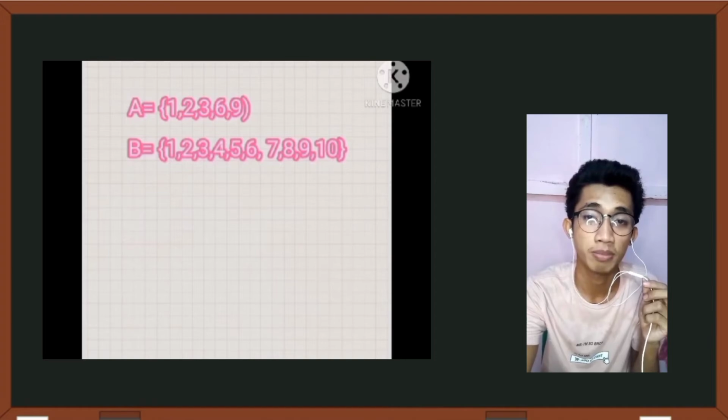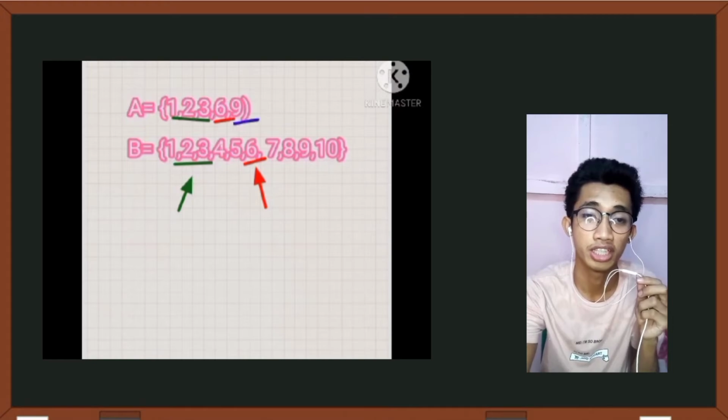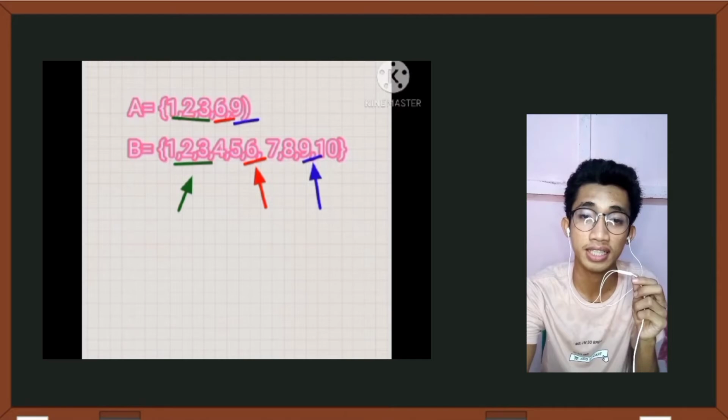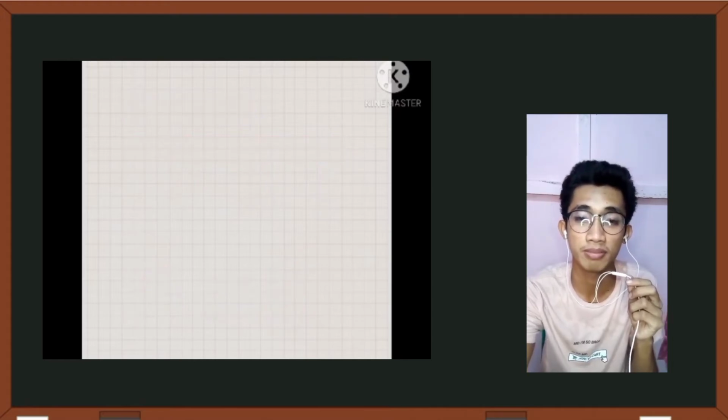Then, if you see properly, all the elements of set A are there in set B. These first 3 elements are the first 3 elements of set B. Then we have a 6, 6 is over here. Then we have a 9, and 9 is over here. Then, set A is called a subset of set B, right? A is a proper subset of set B because a few more elements are there in set B and not there in set A, right? So that is why A is called the proper subset of set B.